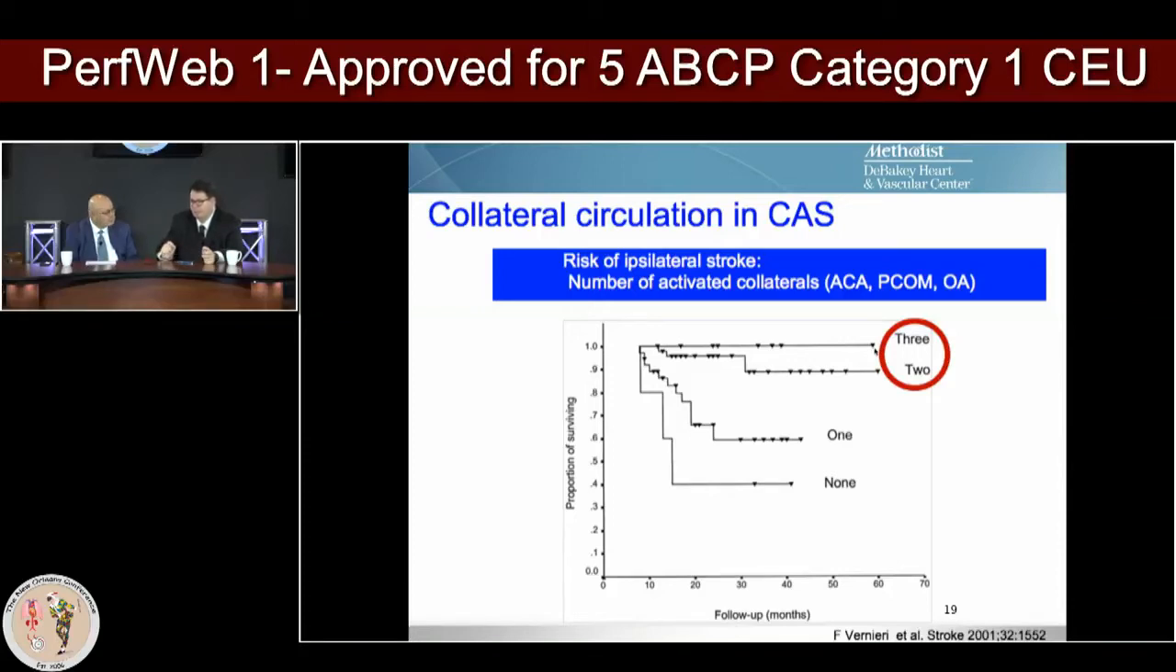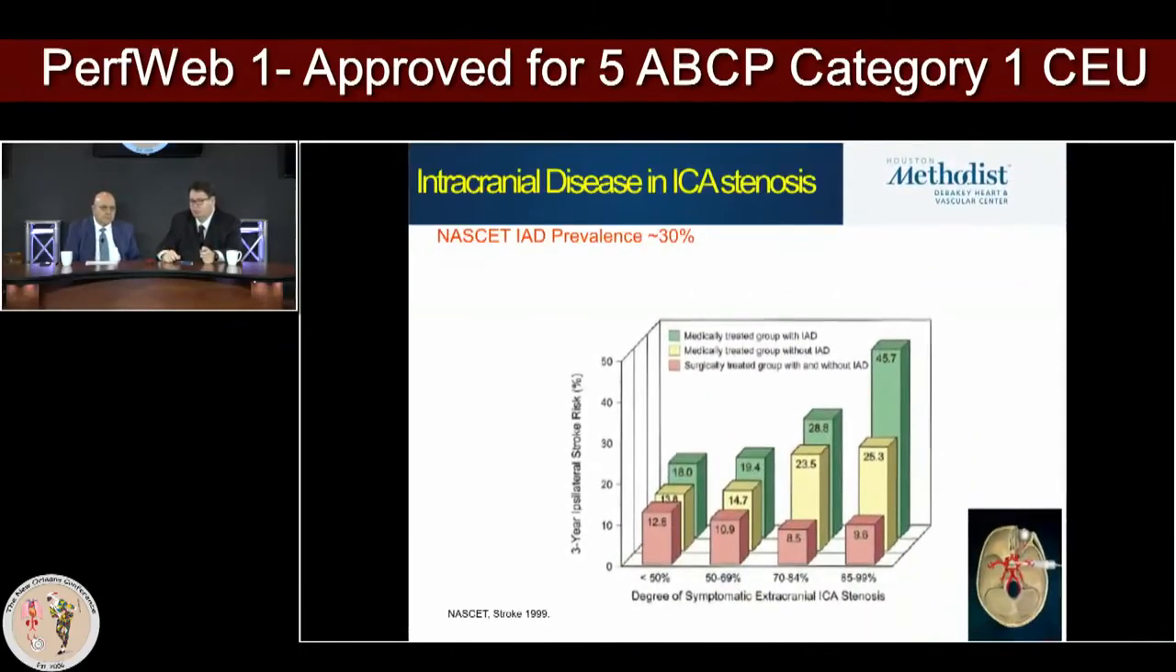So if you have anterior communicator, posterior communicator, and even your ophthalmic helping out, all three major collaterals working, you have a pretty good chance, with all those collaterals, that you can survive a main choroid occlusion and stroke. But if you do not have those collaterals, your chances are almost 50% to even survive your first year after the stroke.